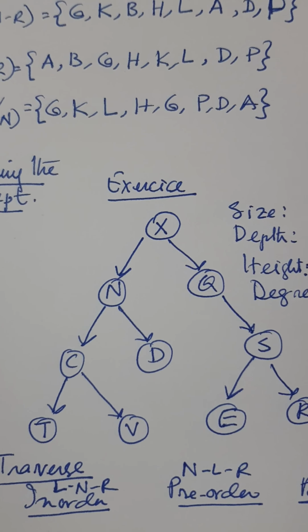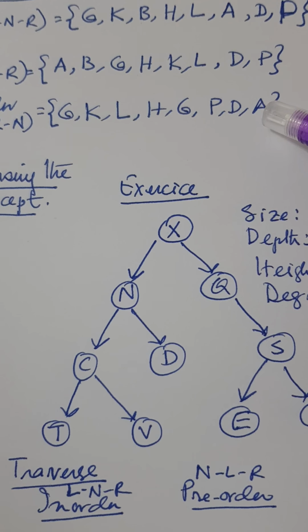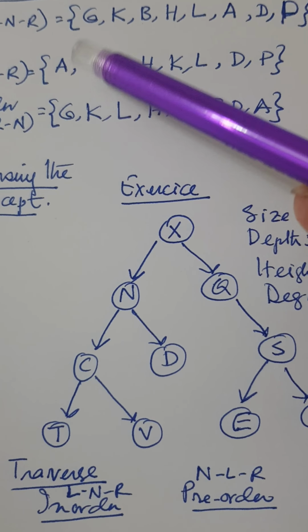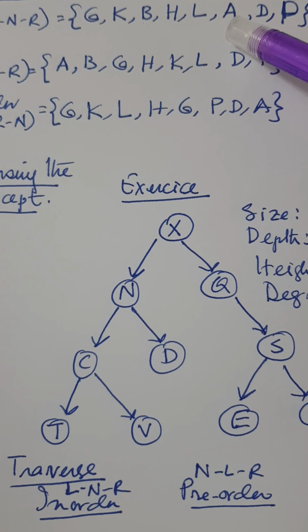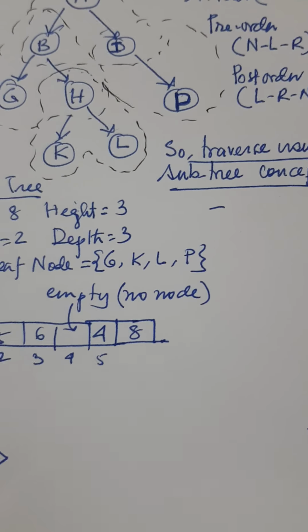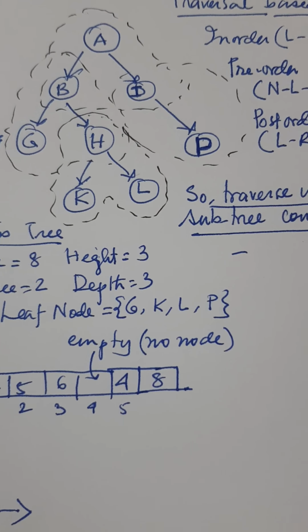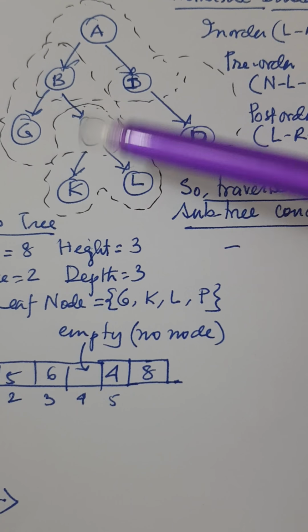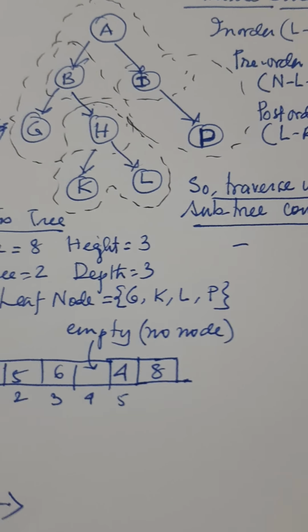In the case of post-order, this root node is at the end. In the case of pre-order, the root node is at the beginning. In the case of in-order, the root node is somewhere in between. So in tree traversal, if you want to make it simple, you consider the subtree. It helps you a lot, and if you consider the subtree, you can easily traverse a tree.